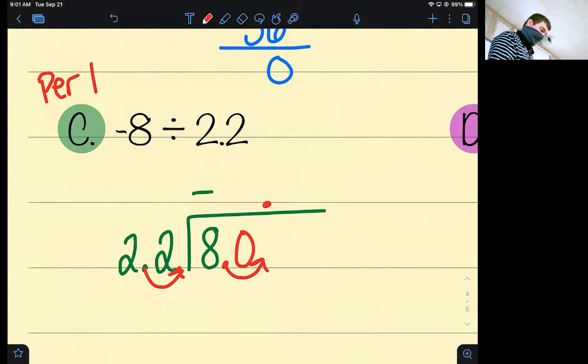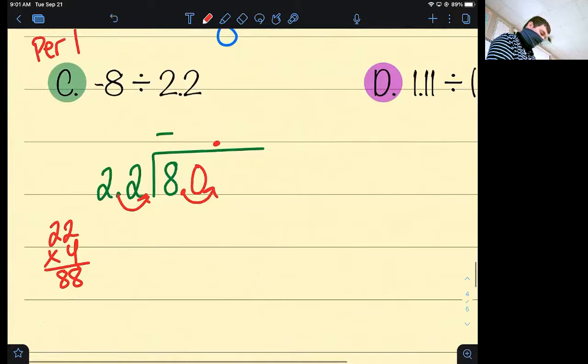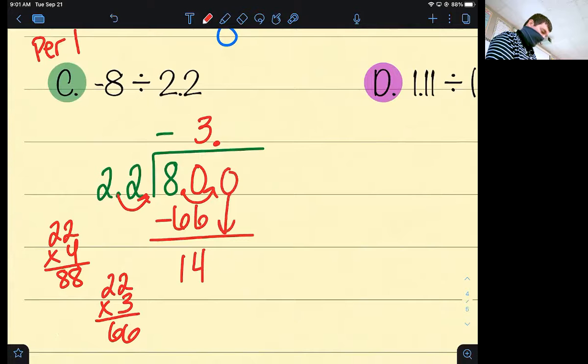Float this decimal up to the top. 22 doesn't go into 8. It does go into 80. Any guesses? 22 times 4 is 88. That's too big. How about 22 times 3? 66. That's going to do it. Okay. I'm not going to erase my side work just because it's wrong though. So I'll put the 3 right there. 66. What's 80 minus 66? 14. Yeah. Drop down the 0.